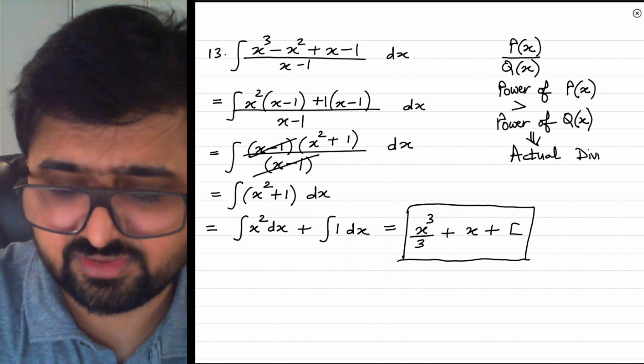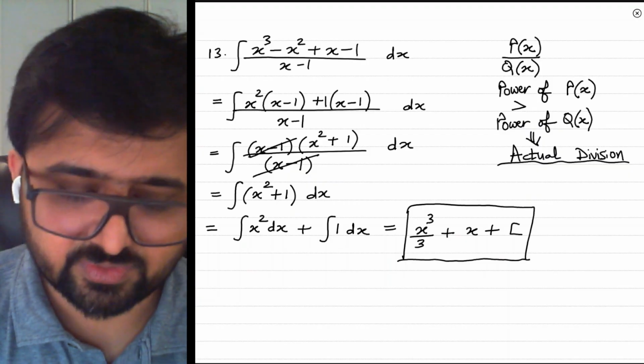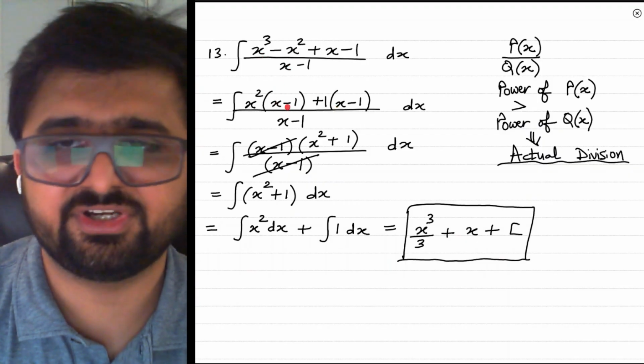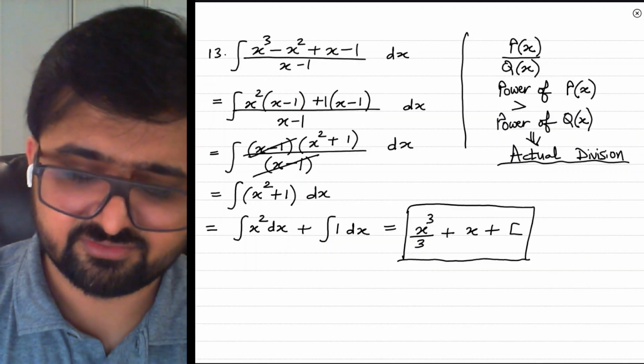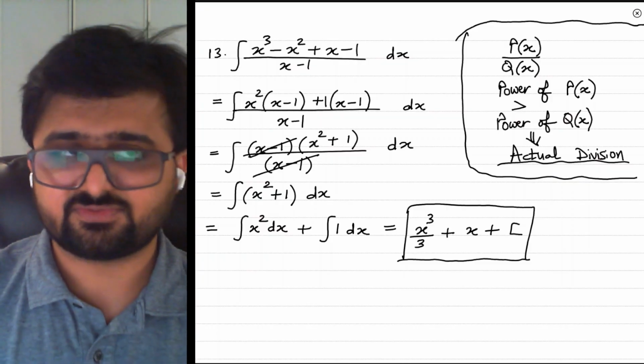Actual division method. But in this case, it was not required because by simple observation, we noticed that x minus 1 was the common term. But if this was not the case, this is the method we do, which is actual division, which we'll study in our next video.